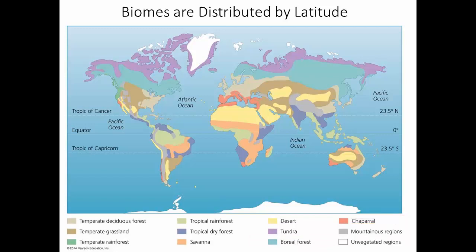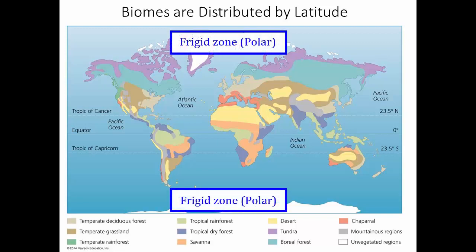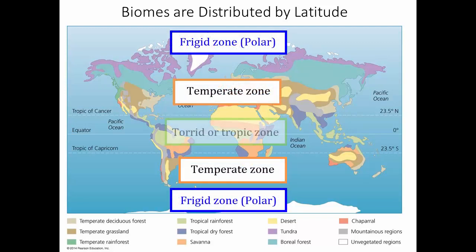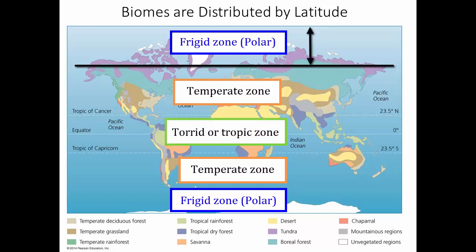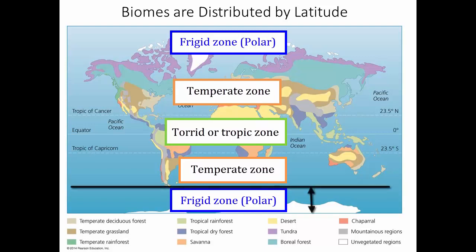Before we examine each of these biomes, a lesson in geographical zones of the Earth would be worthwhile. The most basic geographical zones of the Earth are the frigid zones, also known as the polar zones, the temperate zones, and the tropic or torrid zone. The North Frigid Zone occurs between the Arctic Circle at 66.5 degrees north latitude and the North Pole at 90 degrees north latitude. The South Frigid Zone occurs from the Antarctic Circle at 66.5 degrees south latitude and the South Pole at 90 degrees south latitude.